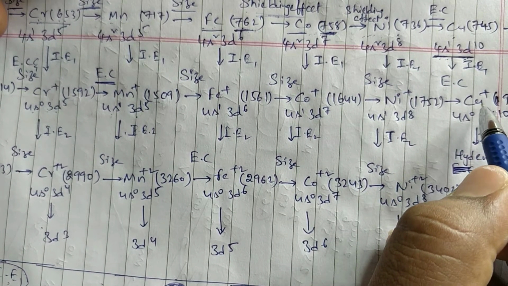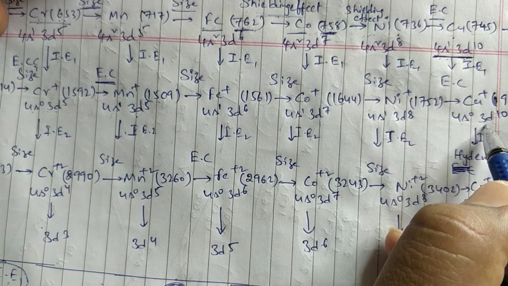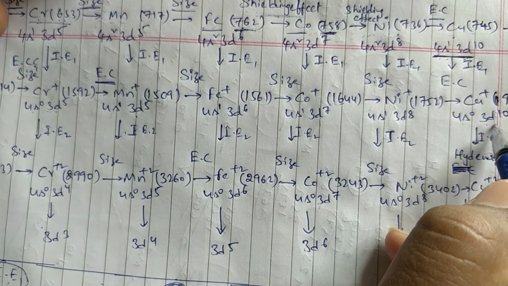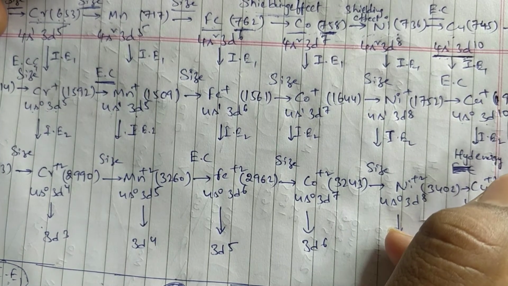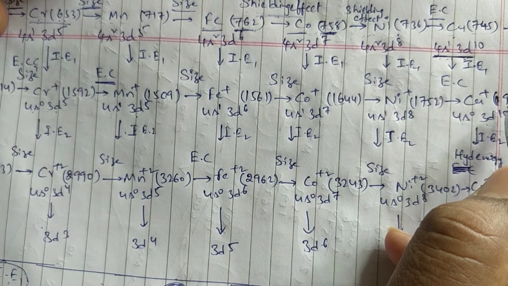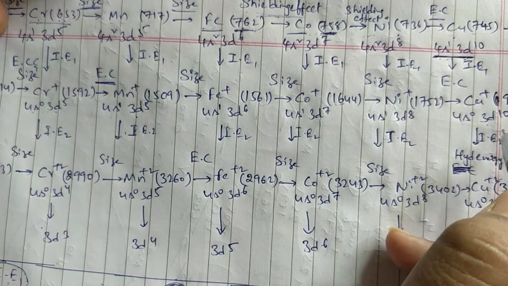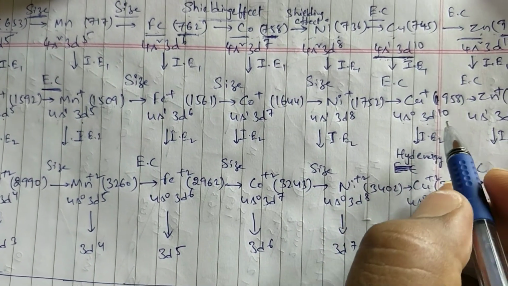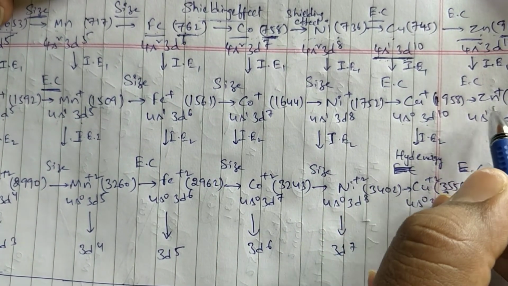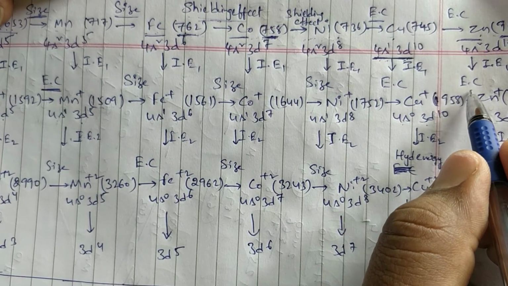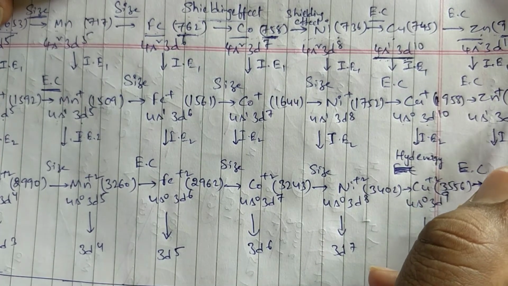What is the electronic configuration of Cu plus? 4s0 3d10. Energy required to remove the electron from 3d10 is very high. That's why 1958 amount of energy is required to remove the electron from 3d10. From Cu plus to Zn plus, again electronic configuration, 1734.